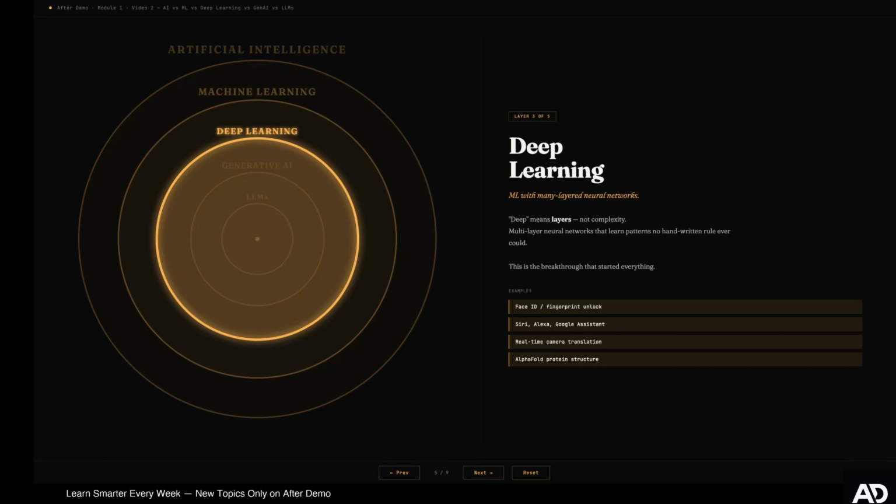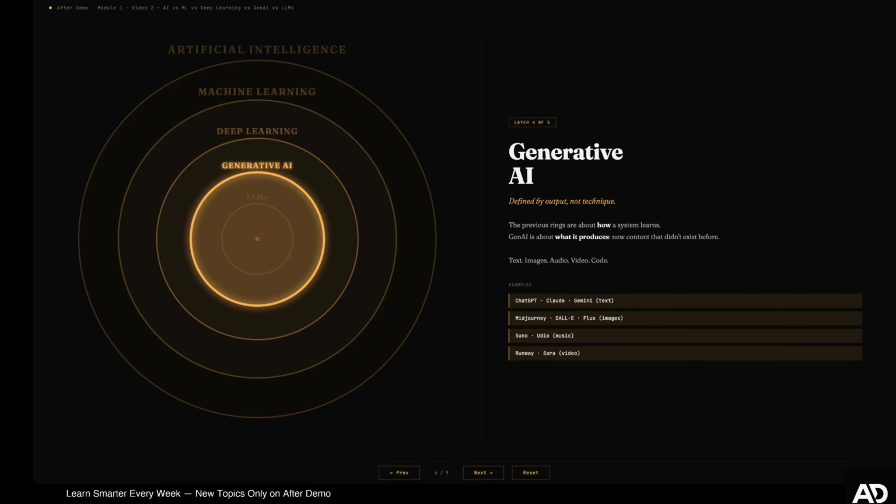And then someone asked a different question. Instead of using this to classify or predict, what if it was used to generate? Not just, is this a cat? But show me a cat I've never seen before. That's generative.